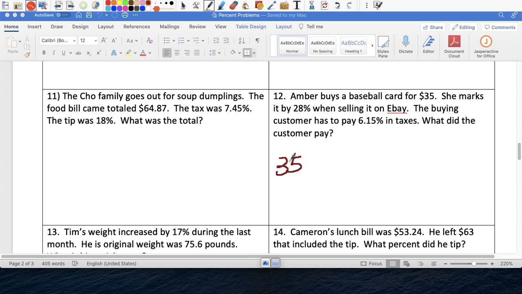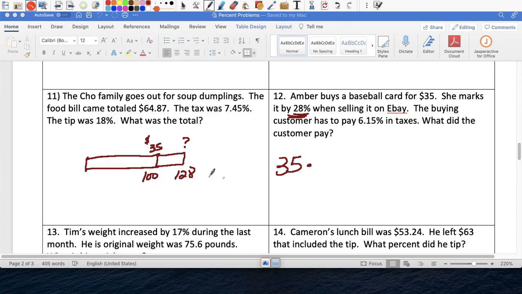Amber bought something at a flea market for $35. She's going to raise the price by 28%, right? So what's the price that she would sell it at? Well, think about it. Here's 100%, which is $35. She's going to raise that by 28%, so she's going to take this past 100. That's what we're looking for. What's that price there?